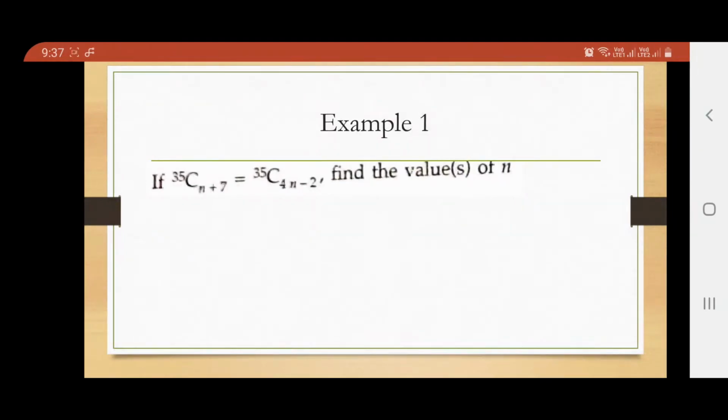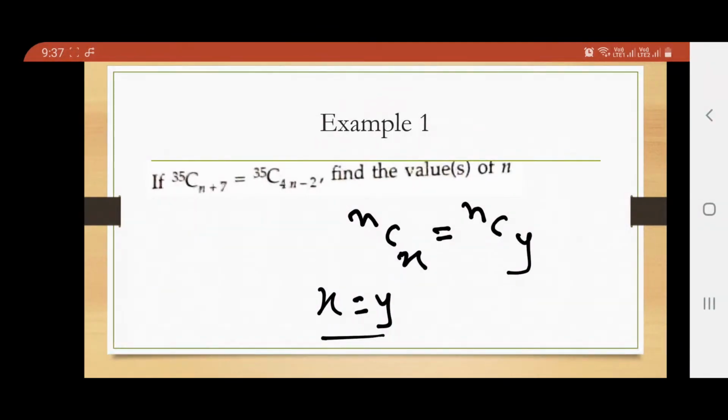35C(n plus 7) equals 35C(4n minus 2). I have to find the values of n. Now why are there values? Let me explain it. There can be two different ways I can solve it. Remember, nCx equals nCy can lead to two things. Either x can become equal to y, that is one possibility. Obviously, if x and y are equal, then nCx and nCy will become equal.